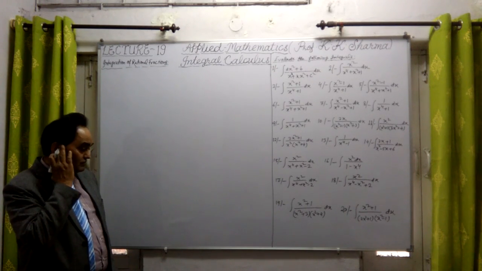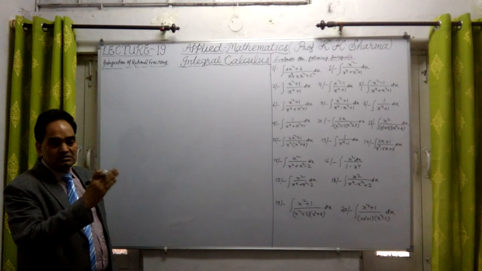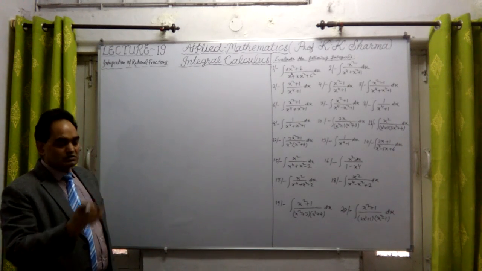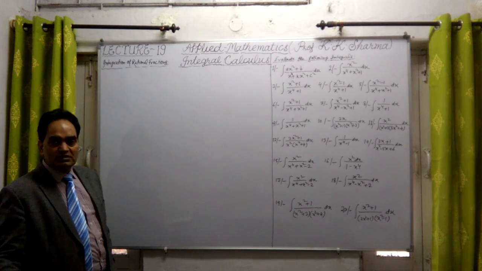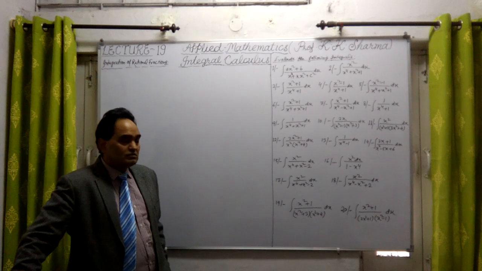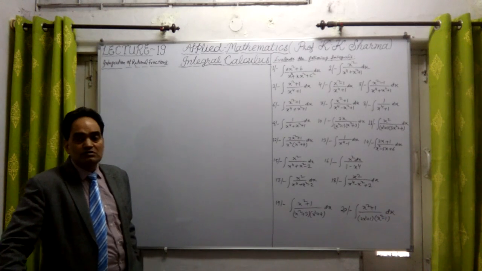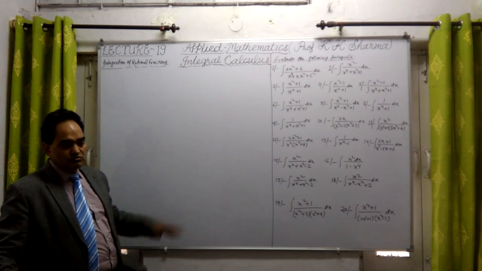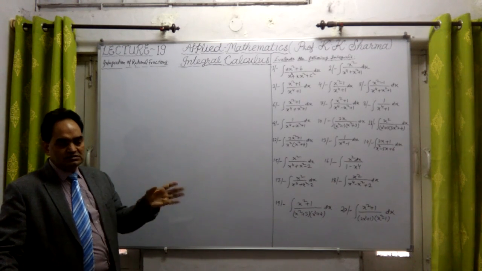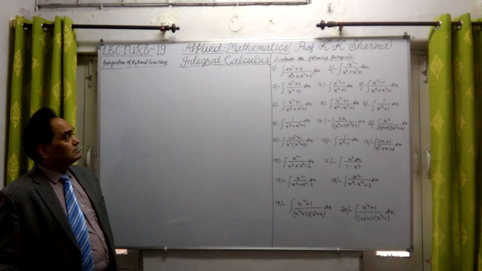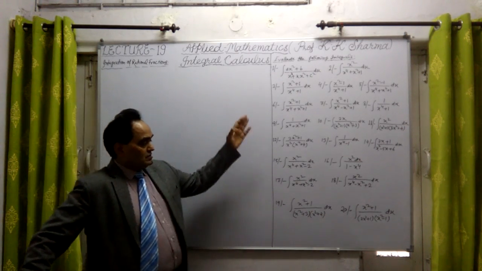We have to divide the given function into a number of rational fractions, that is partial fractions, and then integrate them. So the function is given, it's not directly integrable. We have to convert it into fractions and then integrate. This is the process of this lecture, in this topic here.